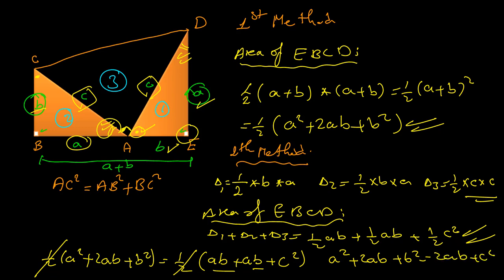Now I can remove 2AB from the left hand side and 2AB from the right hand side. So the remaining is A to the power 2 plus B to the power 2 equals C to the power 2, which is what we are trying to prove. So A to the power 2 plus B to the power 2 equals C to the power 2, which is the Pythagoras theorem.